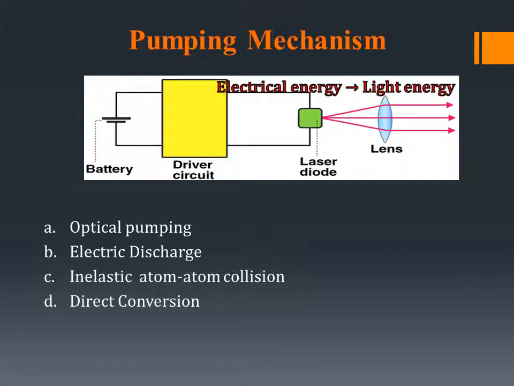The next type of pumping method is the direct conversion method. In this method, electrical energy is applied to a direct bandgap semiconductor such as gallium arsenide. The combination of the electrons and holes takes place, and electrical energy is converted into light energy directly. That's why this is called direct conversion.